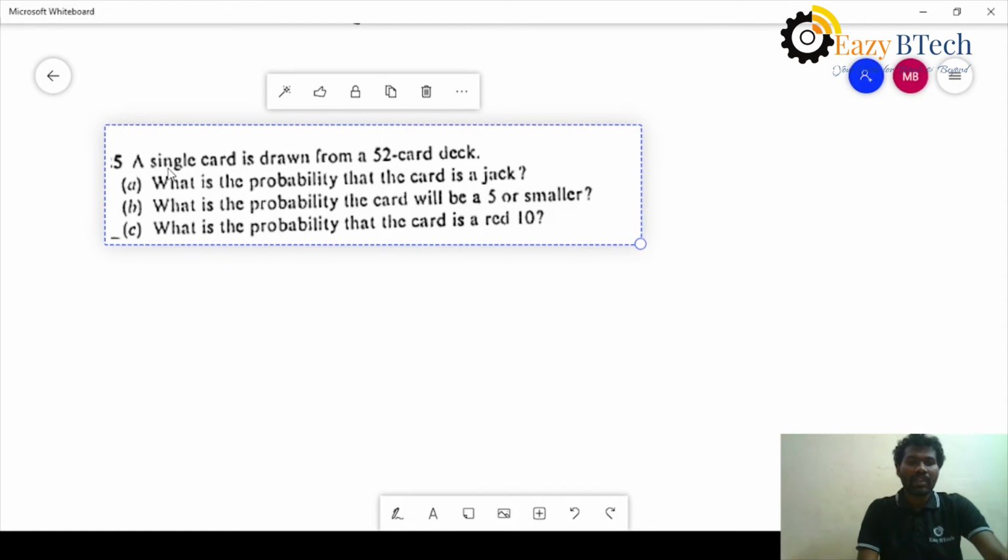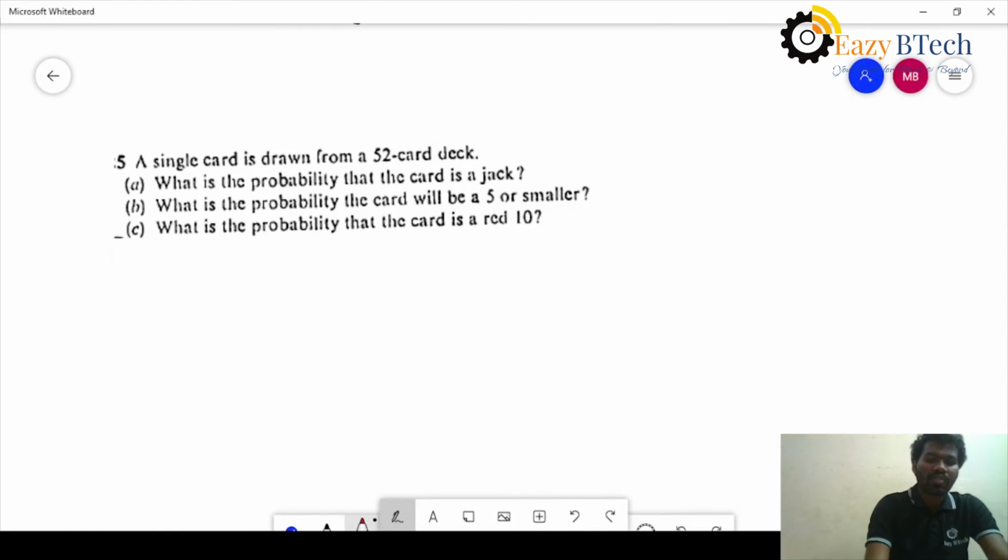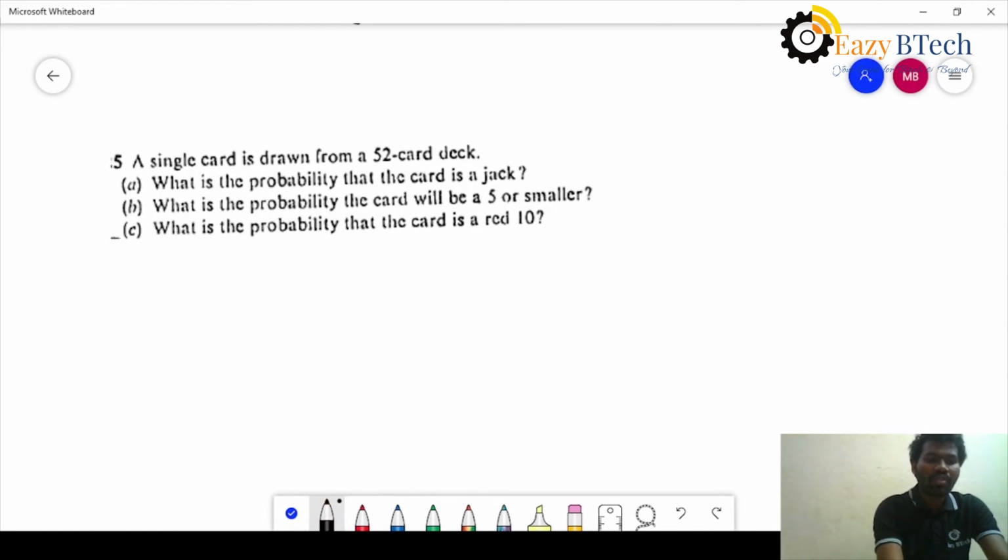See this problem. A single card is drawn from a 52 card deck. What is the probability that the card is a jack? What is the probability that the card will be 5 or smaller? And what is the probability that the card is a red 10? Now see, before doing the problem, we have to know about cards.